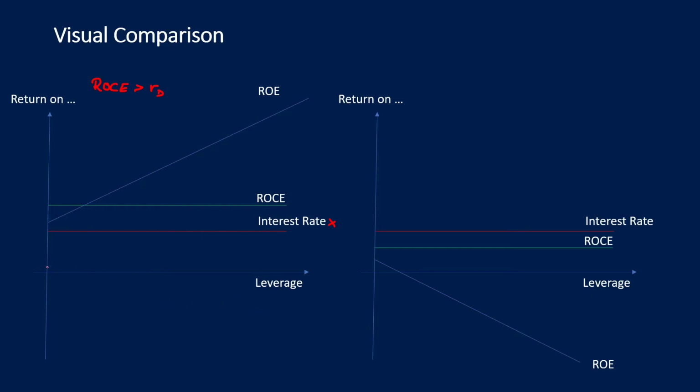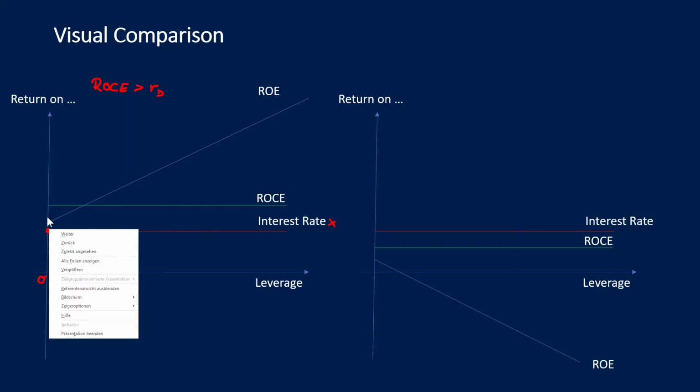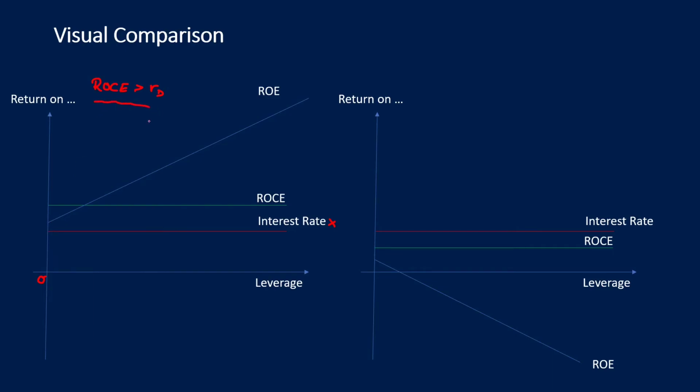Leverage is given here, so we start in a situation where the leverage is 0, we have a certain interest rate, but since we are now in the positive situation, the return on capital employed is higher than the interest rate. Then the return on equity will start a little lower. This is due to the fact that we have to multiply it with 1 minus t, so we have to deduct the tax. Return on equity is thus lower.